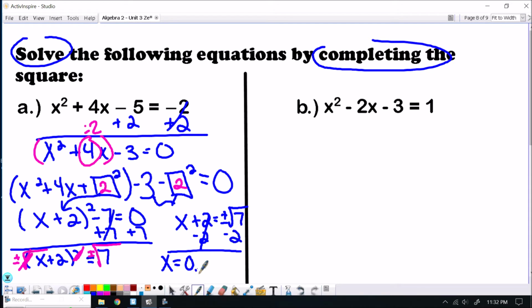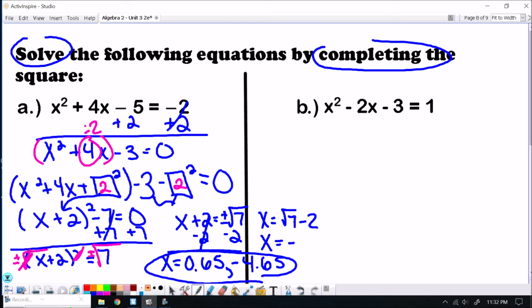So really I should have 2 answers here. I have 0.65 and I have negative 4.65, because I have to do two equations here. I have to do x equals positive square root of 7 and then subtract 2. And then I have to do x equals negative square root of 7 minus 2. So that's why I get two answers down here. These are my two roots, my two zeros, also known as x-intercepts for that one. And if I put them back in, I should get 0. If I graph this, those will be my two x-intercepts. So there's many ways that you can and should be checking your answers.